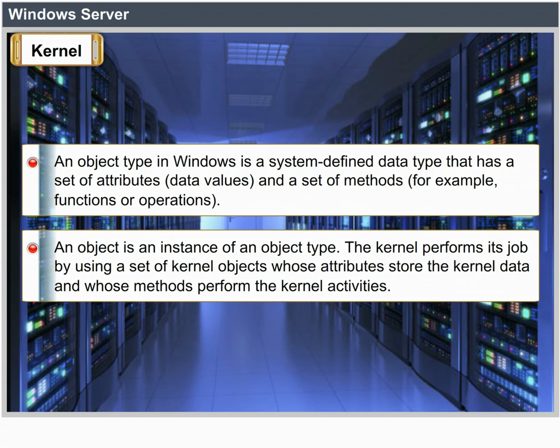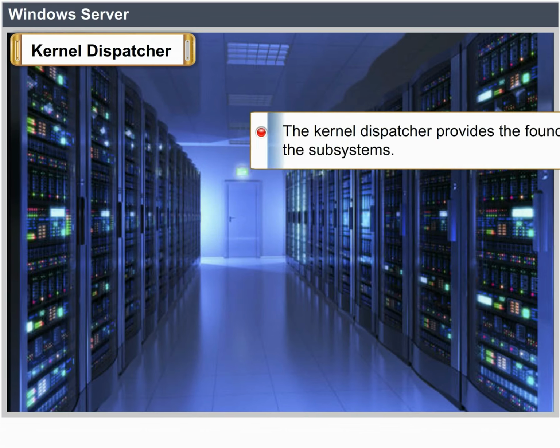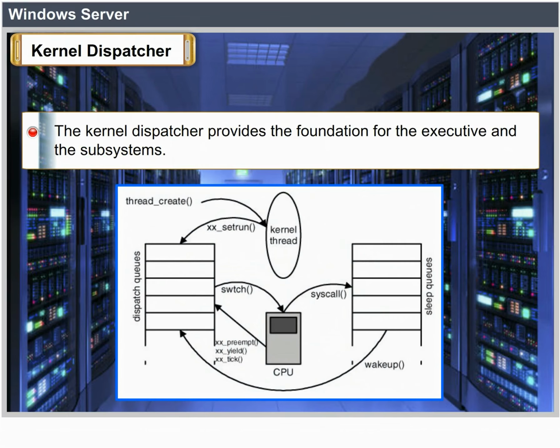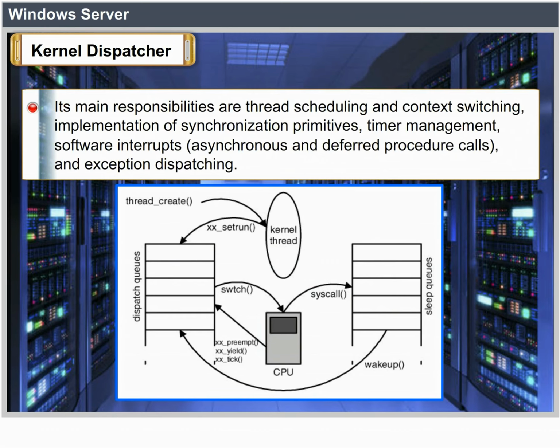Kernel dispatcher. The kernel dispatcher provides the foundation for the executive and the subsystems. Most of the dispatcher is never paged out of memory, and its execution is never preempted. Its main responsibilities are thread scheduling and context switching, implementation of synchronization primitives, timer management, software interrupts, asynchronous and deferred procedure calls, and exception dispatching.